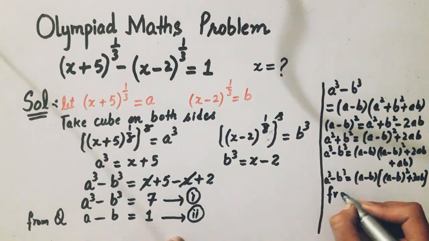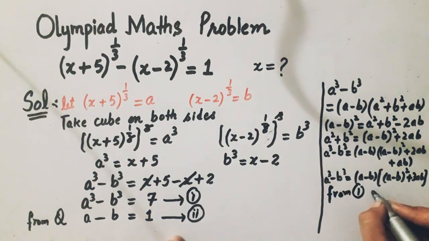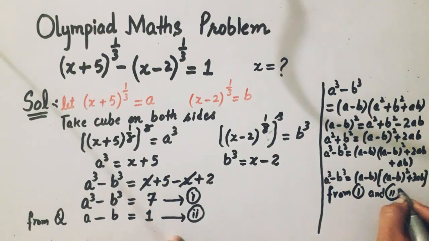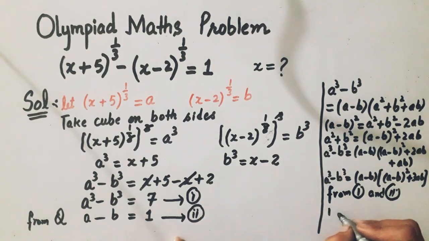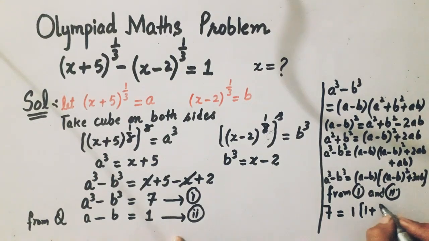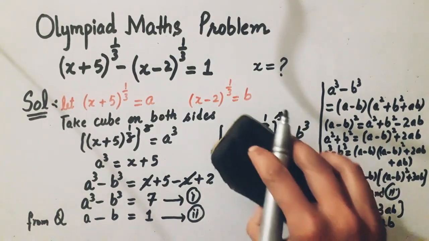So from 1 and 2, we get a cube minus b cube is 7, equals a minus b is 1, so 1 plus 3ab. So this one, 7 equals 1 plus 3ab. That means we will get the value of this. We will write this here.